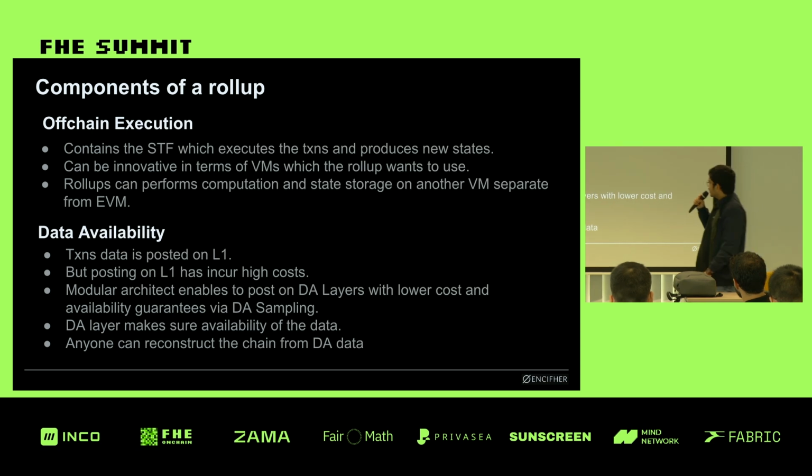So this is the same text which I just reiterated right now. We have off-chain execution, a state transition function running off-chain by a certain validator who has staked on L1. We have data availability. We can post data directly on L1 itself, but it will incur a high cost. That's why we have 4844.